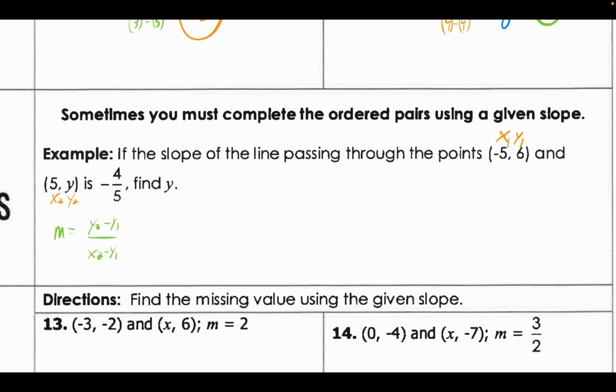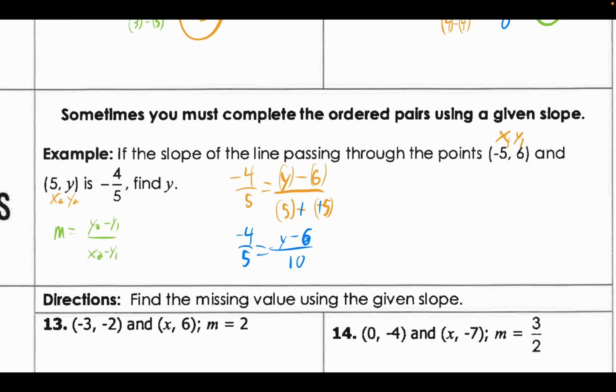So for example, here now as I plug things in, I replace m with negative 4 over 5 because we're told that's the slope. I replace y2 with y because that's my unknown. And on the top, I do that minus 6. On the bottom, I end up having 5 minus negative 5. Now my first step is to just leave the left-hand side the same, and on the right-hand side, where I can simplify, which is the bottom, to go ahead and simplify. So I make those positive, and I create 10.